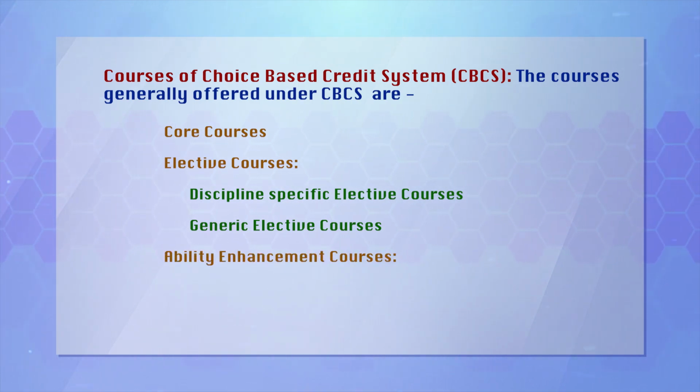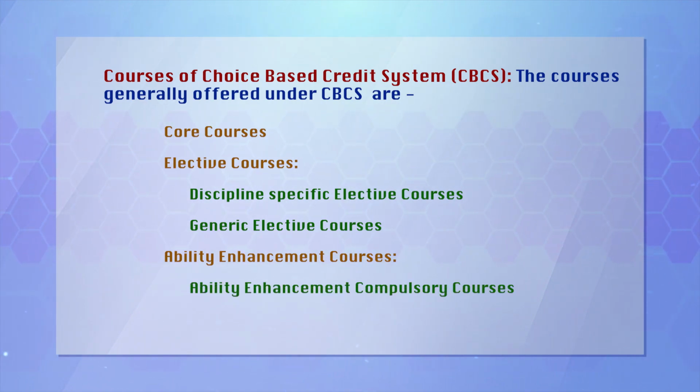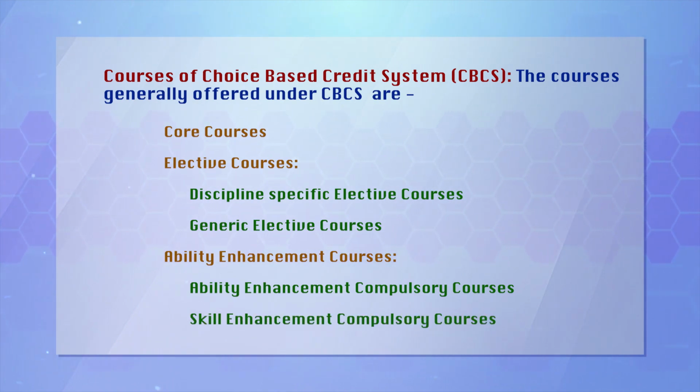Ability enhancement courses or skill enhancement courses are basically required for learners of nowadays for their adjustment of life as well as for their employment. Keeping in view the ability or skill development of learner, in CBCS generally 2 types of courses may be included. They are ability enhancement compulsory courses and skill enhancement compulsory courses. CBCS provides opportunity to the learners to learn the above mentioned courses.